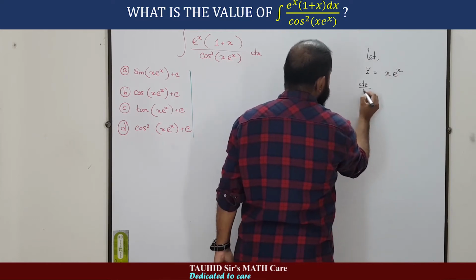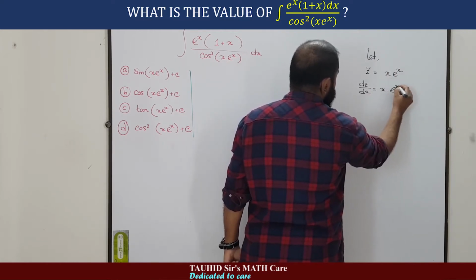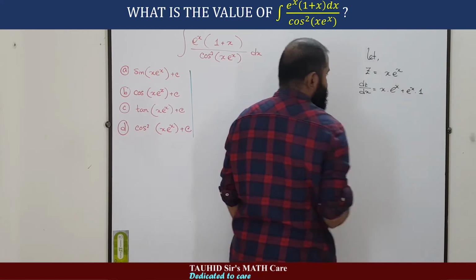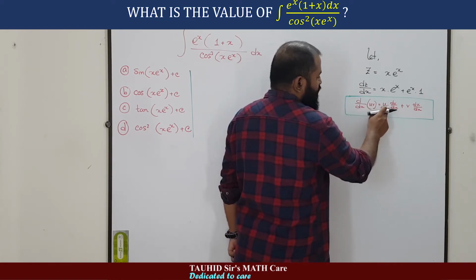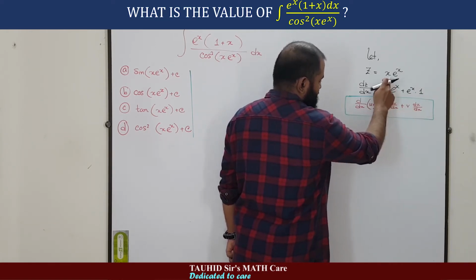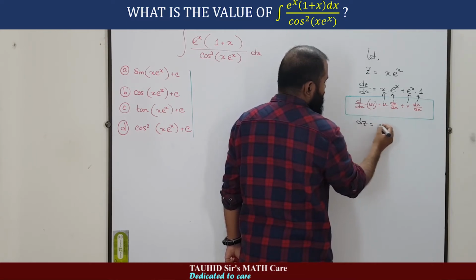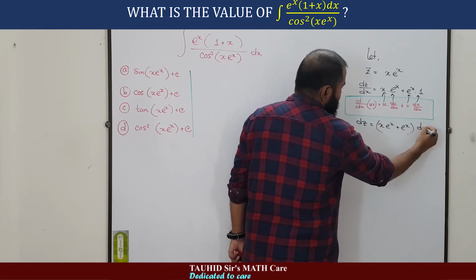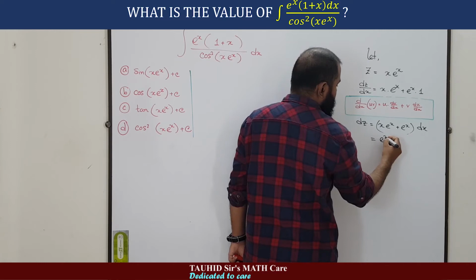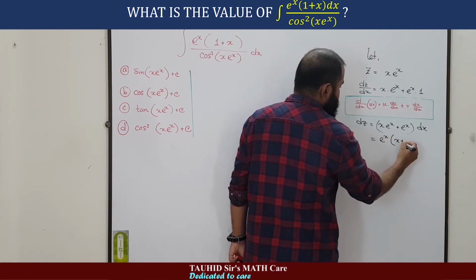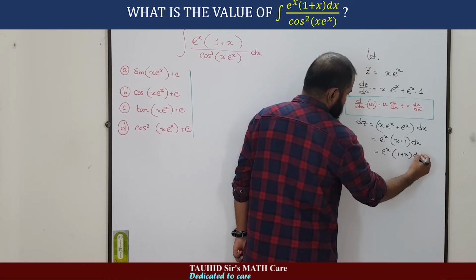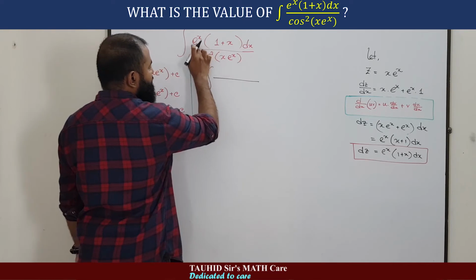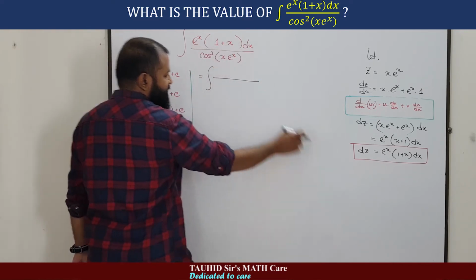So dz/dx equals x multiplied by e to the power x plus e to the power x multiplied by, if you differentiate x, you get 1. Here we use the formula d/dx of uv equals u dv/dx plus v into du/dx. So in the next line you can write dz equals x e to the power x plus e to the power x dx, equals, if we take e to the power x as common, (x plus 1) dx. Now we will substitute these values here, equals integration of e to the power x into (1 plus x) dx. You can see it here.